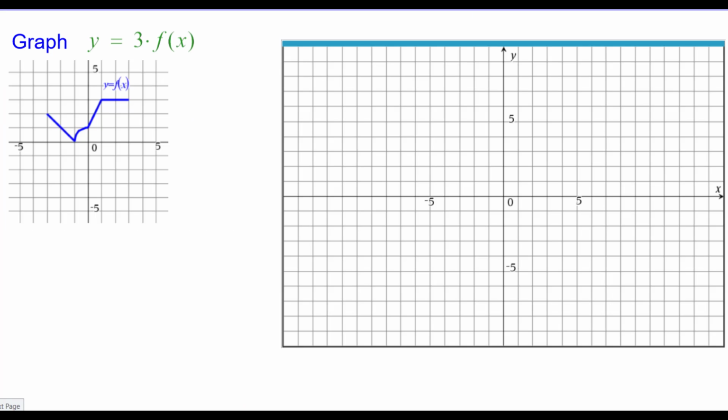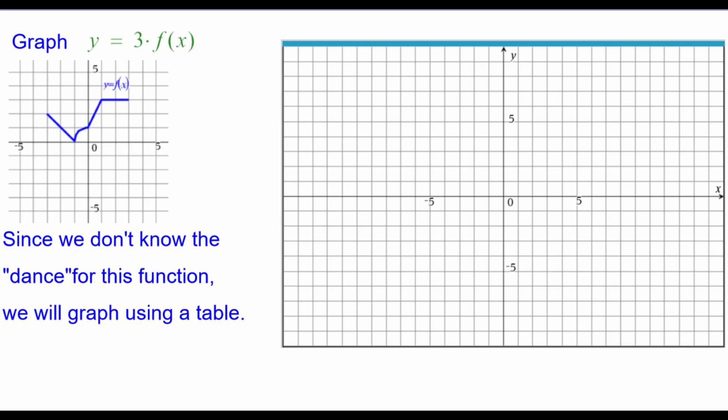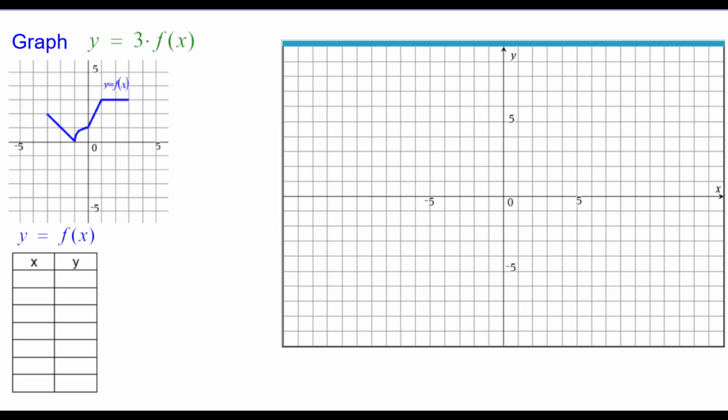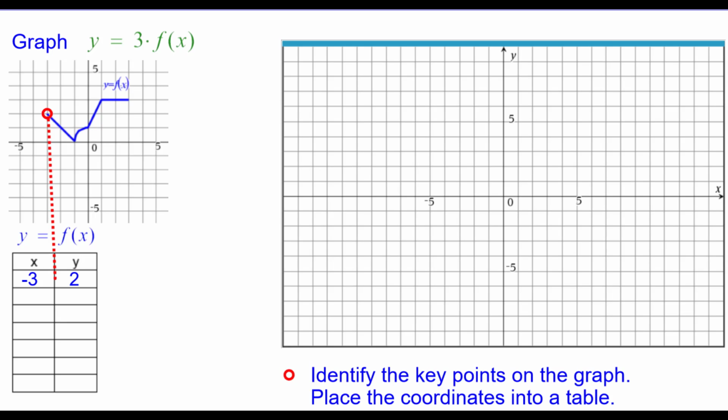So to graph y equals 3 times f of x, this generic function here, we don't know the dance for this function, so we're going to graph using a table. And so creating the table, we're going to identify the key points on the graph and place them into the table. For example, 3, -2 is a key point on the graph.